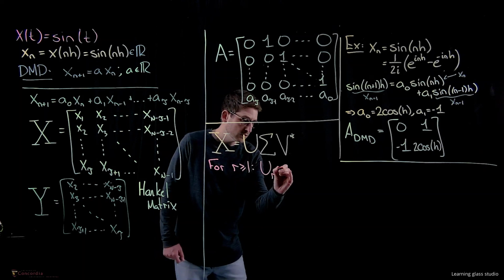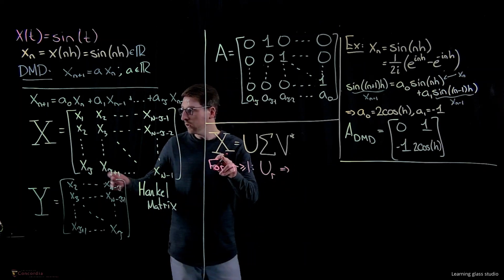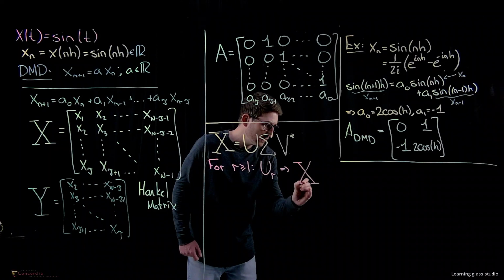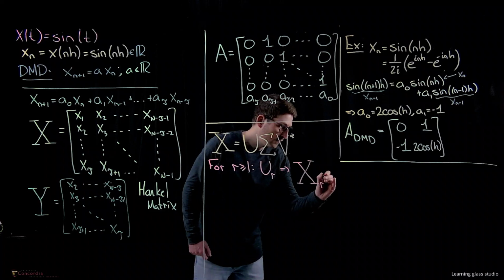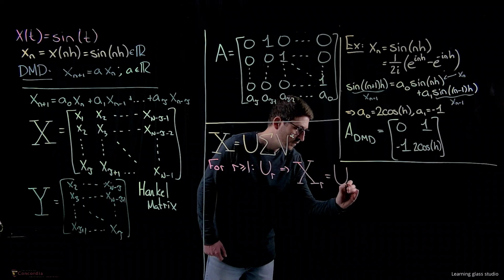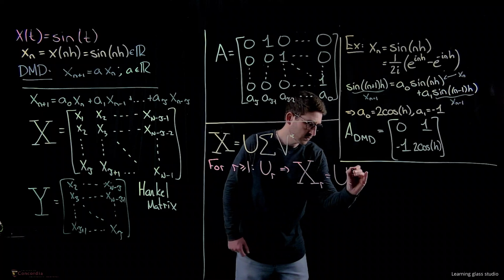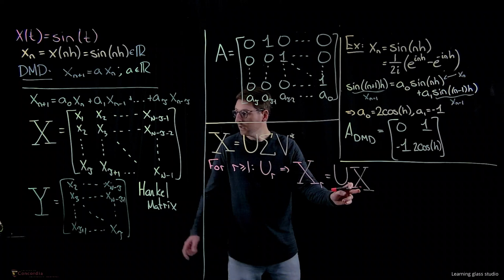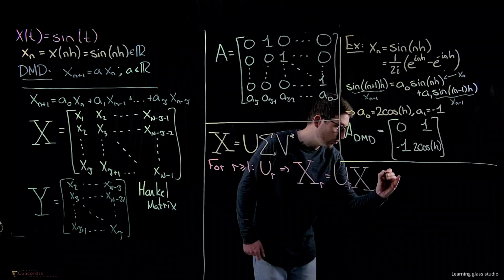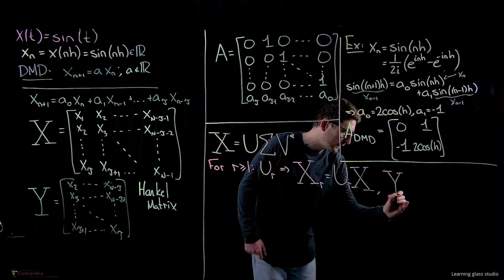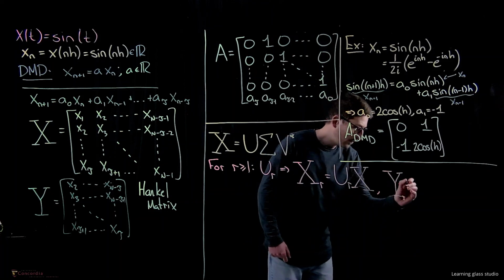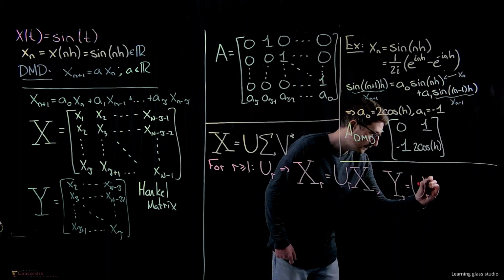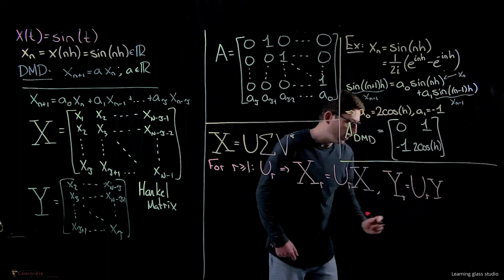And what I'm going to do is I'm going to look at, instead of the whole Hankel matrix, a projection onto just the first r columns of U. And because I did that for my matrix X, I'm also going to do it for my matrix Y so that they are in the same coordinate system. Now, this should be U_r, and then times the matrix Y.